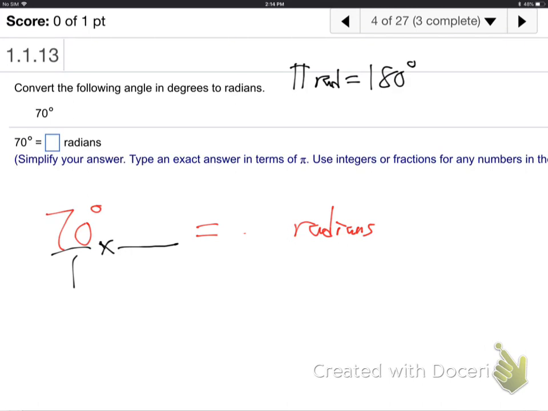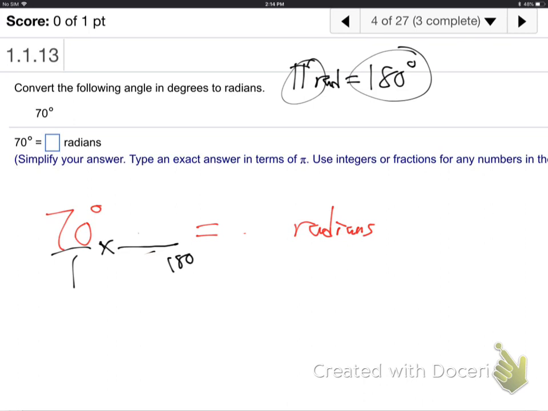So what am I going to do then? One of these is going to go on the top of the fraction, and one of these is going to go on the bottom of the fraction. How do you know which? You can put the 180 on the top and the pi on the bottom, or the pi on the top and the 180? How do you know which way? Sometimes it's one way, sometimes it's the other. Depends on the problem. Do you know how you know?